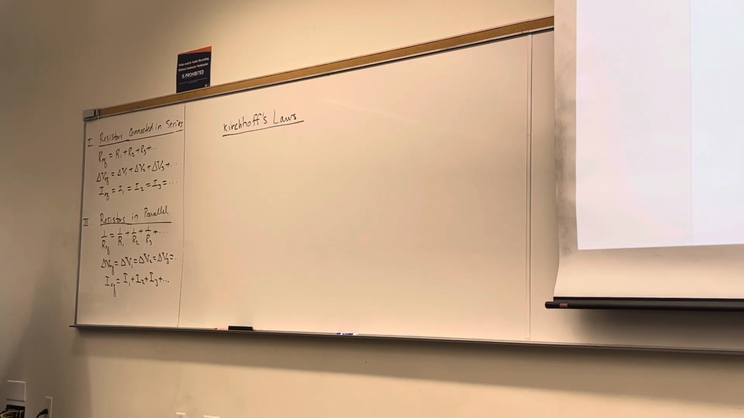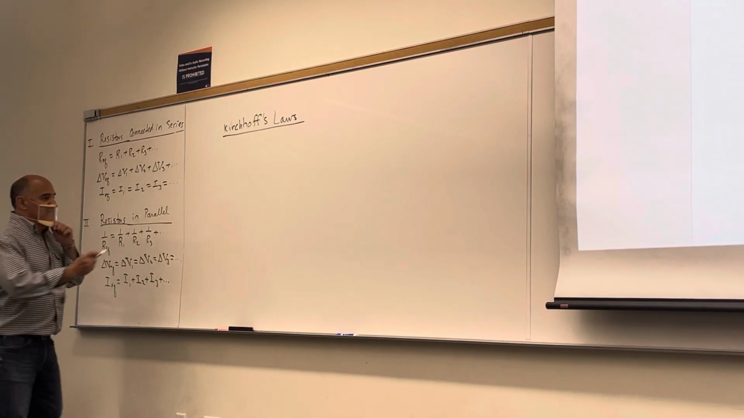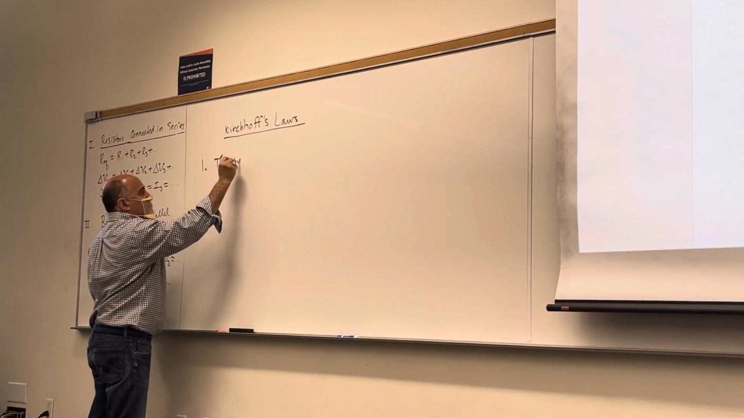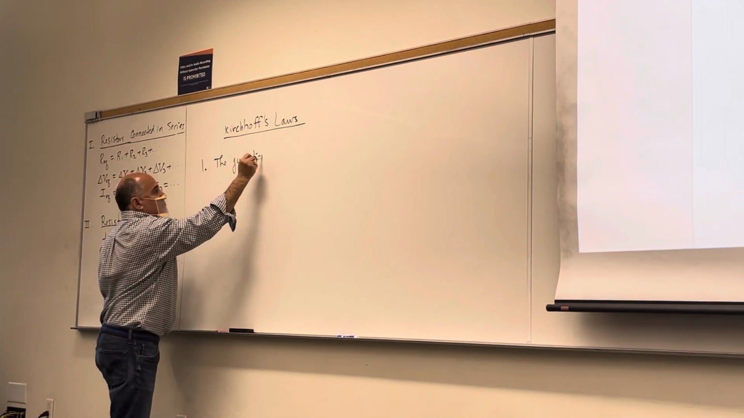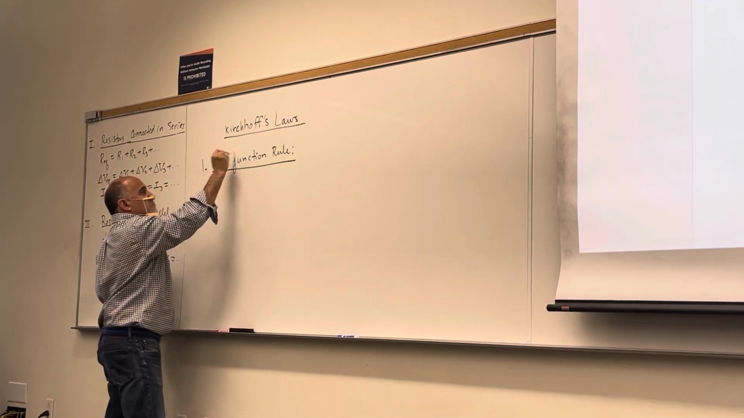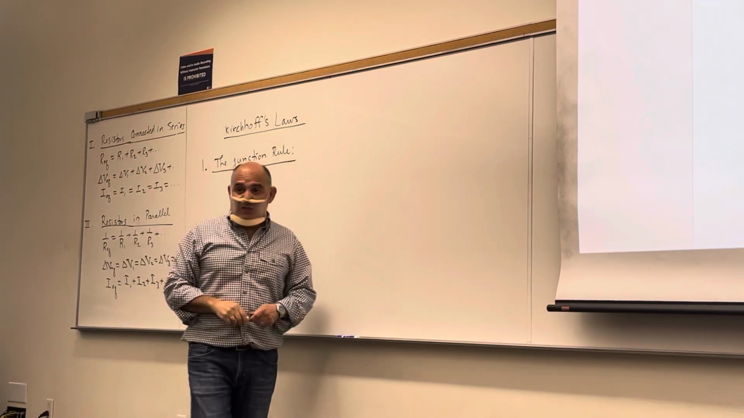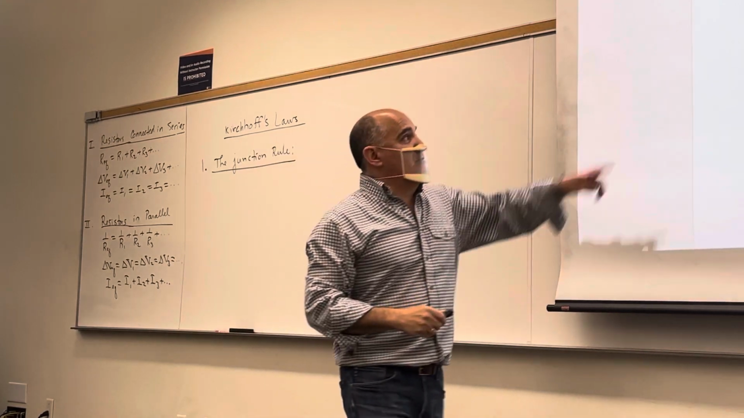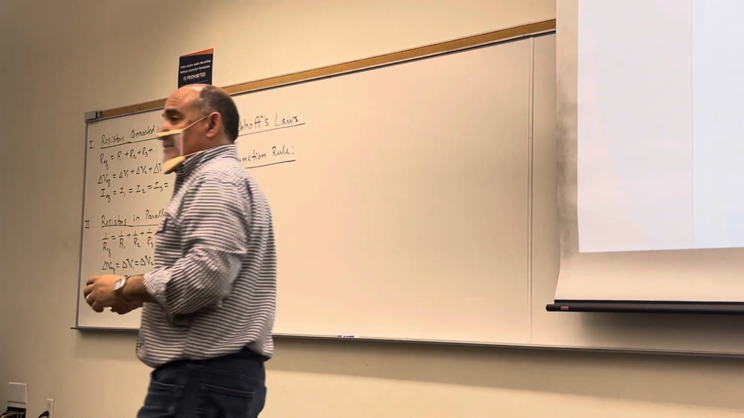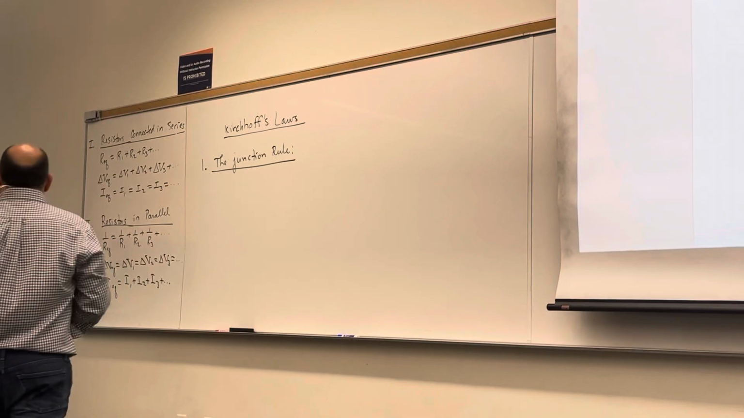So the first one is the junction rule. So first of all, what is a junction? It's where 3 or more wires connect. In other words, current can split.